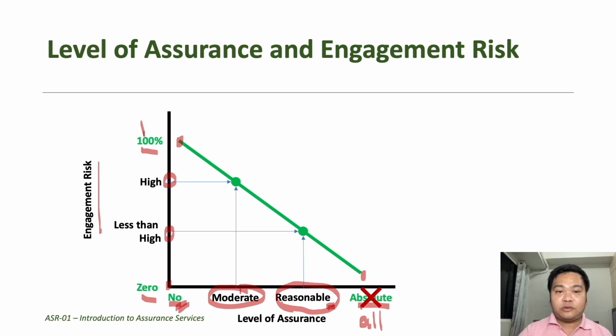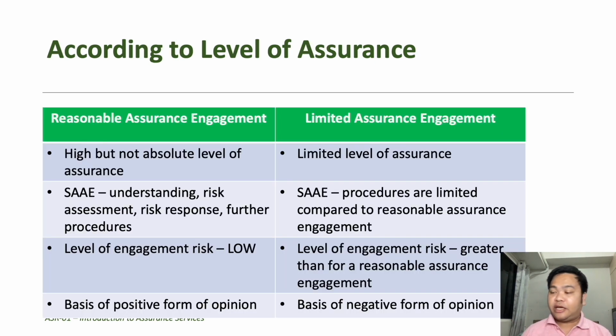So let's contrast the two classifications of assurance engagement according to levels of assurance. Again, we have reasonable assurance engagement and we have limited assurance engagement. When we talk about reasonable assurance engagement, as illustrated in our graph before, it will result to high but not absolute level of assurance. So the high here is not the risk but the level of assurance. The level of assurance is high but is still not absolute. Okay? In the limited assurance engagement, we will provide moderate or limited level of assurance.